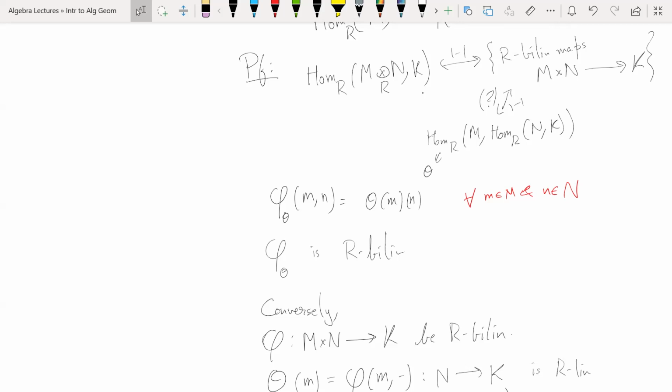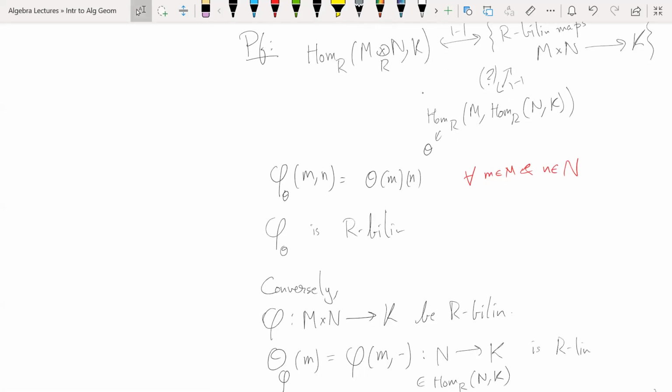So conversely, now given a bilinear map from M cross N to K, we want to produce an R linear map from M to Hom(N, K). So given phi, you cook up theta sub phi. And what should that theta sub phi be? Theta sub phi evaluated at m, you just declare it to be phi(m, -). Here the dash means you fill in the value. So this is a map from N to K, and of course this is R linear because phi is R bilinear. So if you fix any element of M, it gives you an R linear map.